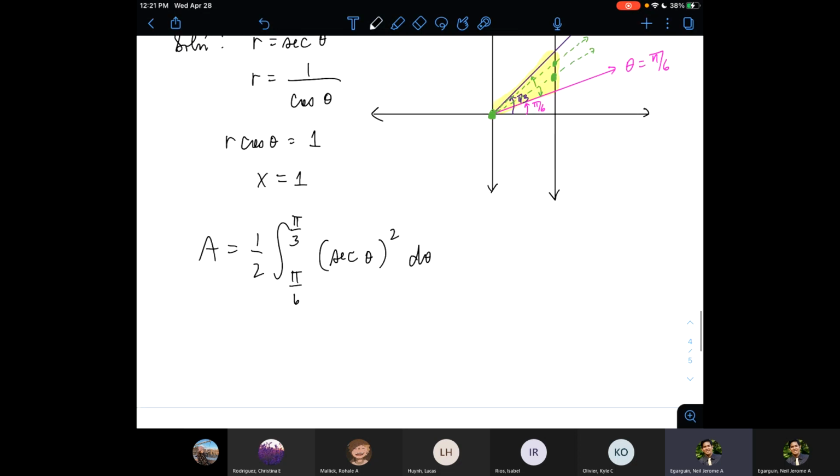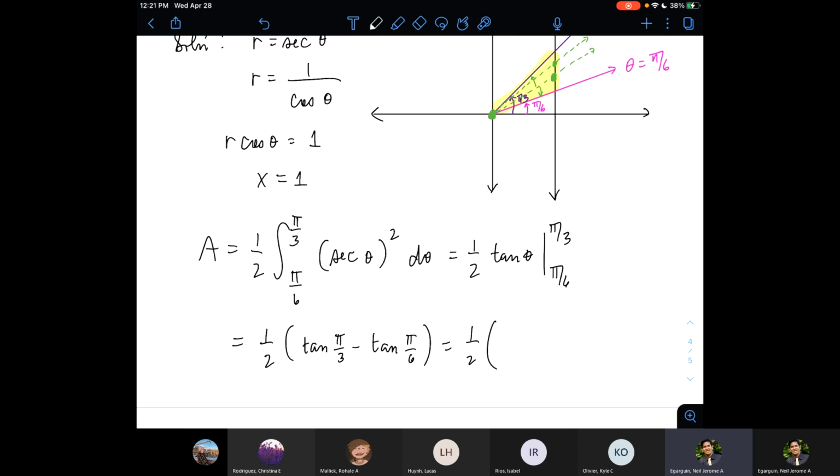So secant squared theta has integral tangent theta. So 1/2 integral of secant squared is simply tangent theta, evaluated from pi over 6 until pi over 3. So this guy would be 1/2 tangent of pi over 3 minus tangent of pi over 6. So this would be 1/2. And then you need to go back to your unit circles. What is tangent of pi over 3? Tangent of pi over 3 is root 3. Minus tangent of pi over 6, which is 1 over root 3.